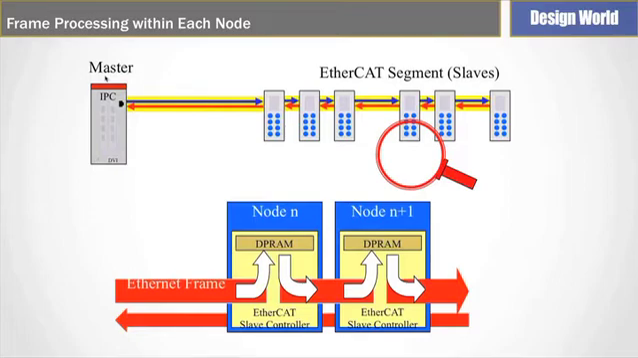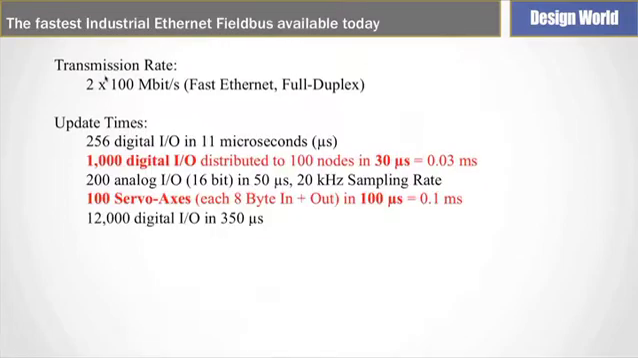So from the master perspective, it sends out a frame with output data and receives back a frame with input data, just as standard Ethernet. As many of you know, it is the fastest industrial Ethernet fieldbus available today, although it's very efficient. That's one of the things to keep in mind with EtherCAT. Although it's very fast, that doesn't translate into higher cost. It also does not translate into higher processing needs at the master.